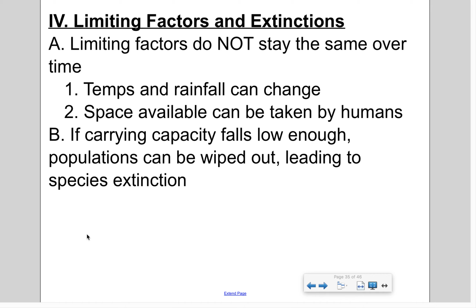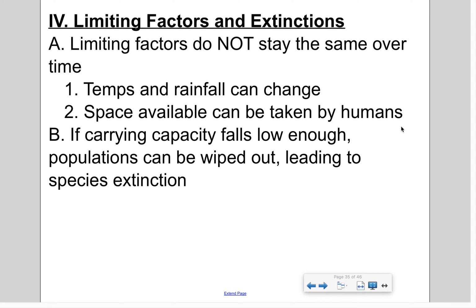So limiting factors do not stay the same over time. I mean, like temperatures and rainfalls can change. I know like right now over in the southwestern parts of the United States, they're experiencing drought-like conditions, but that can change. You know, and it does change. We do go through cyclic periods of droughts and heavy rainfall. Space available can be taken by humans.